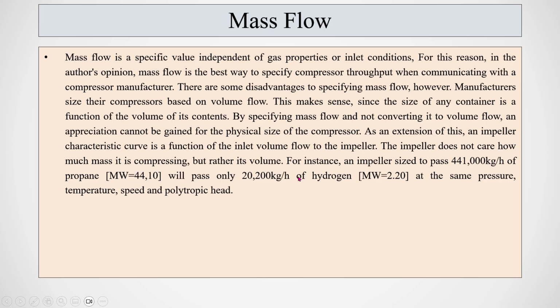So propane, you see how much mass it is handling, is more than the hydrogen. So when you are specifying for purchasing a compressor, both your mass flow as well as the volume flow are very important to specify. Then only can the manufacturer manufacture your compressor. You can come to know the size of the compressor based on the volume, and the quantity it will handle. So when specifying a compressor for purchase, you have to specify both mass flow and volume flow.